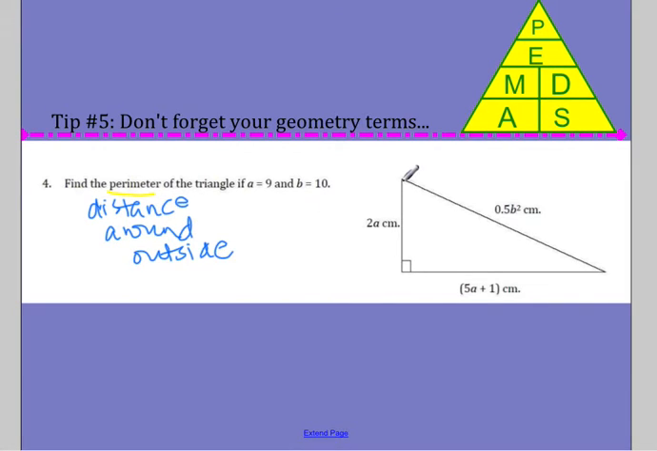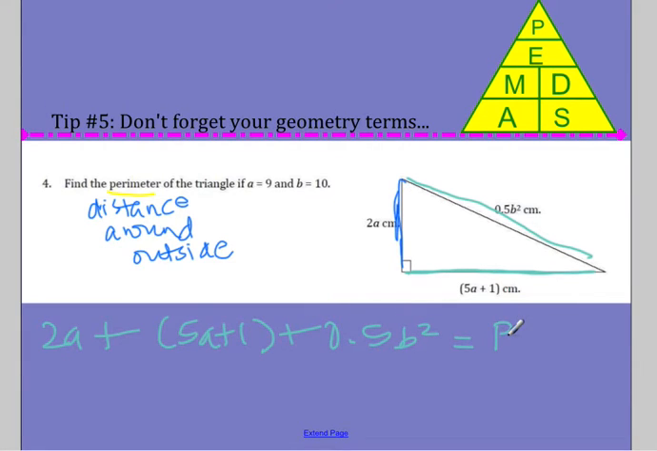Okay, so if I'm talking about the outside, here's an outside, so I would have 2A plus my next side, 5A plus 1, plus the next side. That is 0.5B squared. That will give me my perimeter. So it's equal to my perimeter. So that's what we're trying to find.